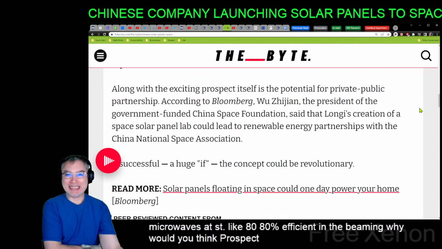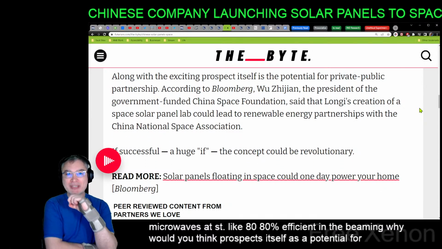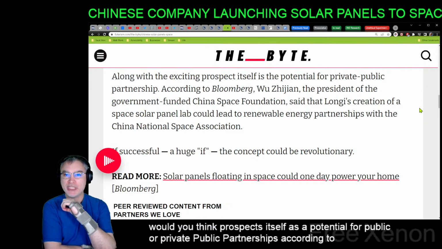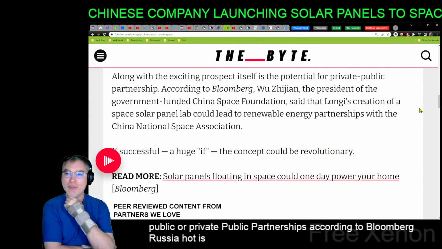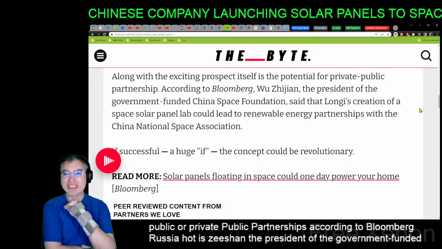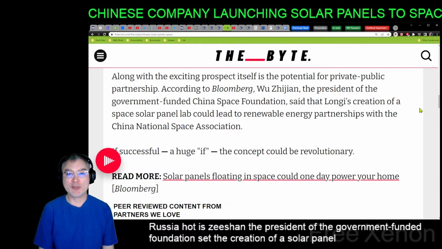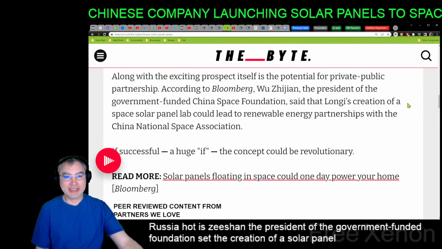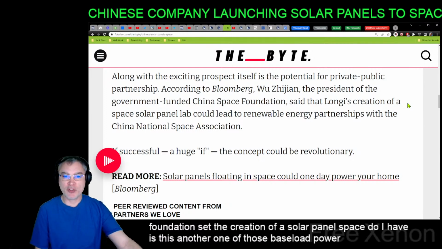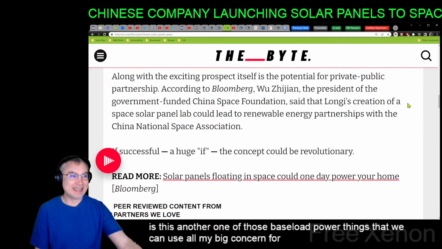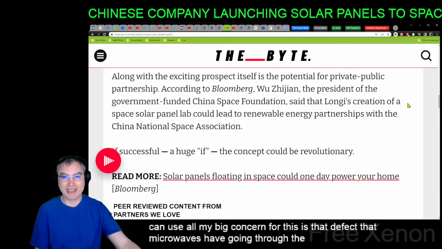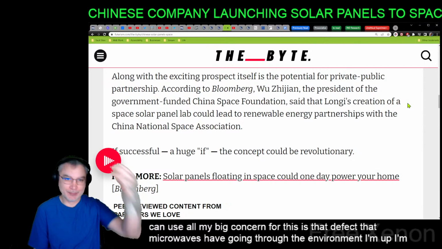Along with the exciting prospects itself is the potential for private-public partnership. According to Bloomberg, Wu Zhijian, the president of the government-funded China Space Foundation, said that Longi's creation of a space solar panel lab could lead to renewable energy partnerships with the China National Space Association. Right, and this is another one of those base load power things that we can use, although my big concern for this is the effect that microwaves have going through the environment. I'm concerned about that effect.